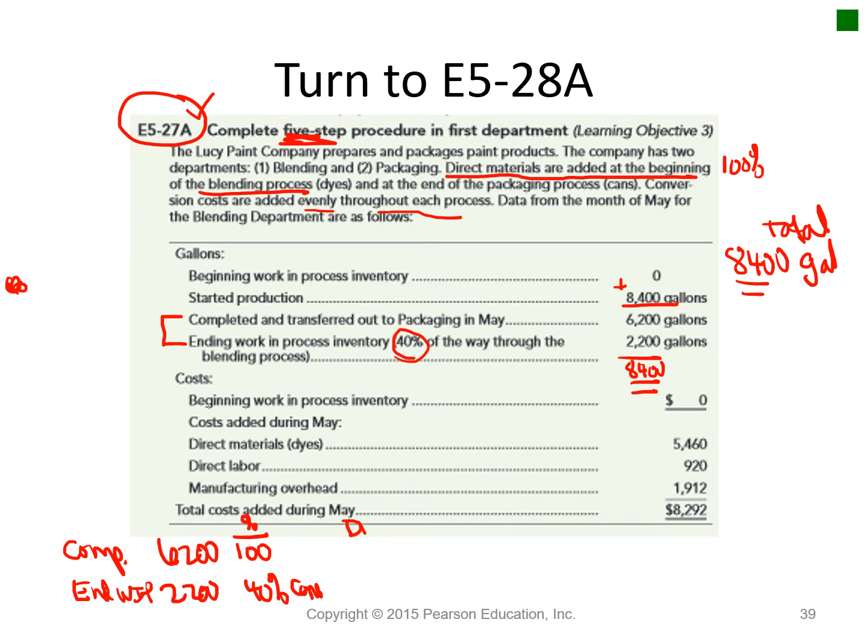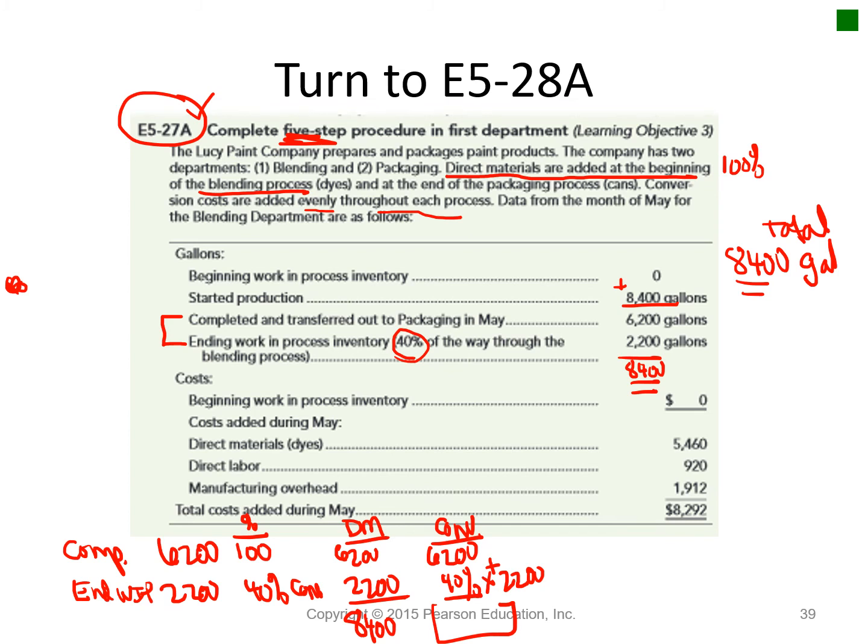So if I were to draw a column, I'm going to say you have direct material and you have conversion. Again, this is to get your equivalent units. 100% times 6,200, you're going to transfer that across the board there, across the row. The bottom row for materials, it's going to be 100% because they told you it's at the beginning. So I know my material equivalent unit is 8,400. For conversion, you'd have to take the 40%, multiply that out by 2,200, and then add that to the 6,200. That's how you would get that equivalent unit.